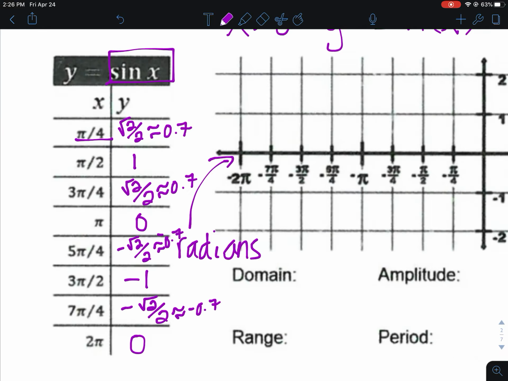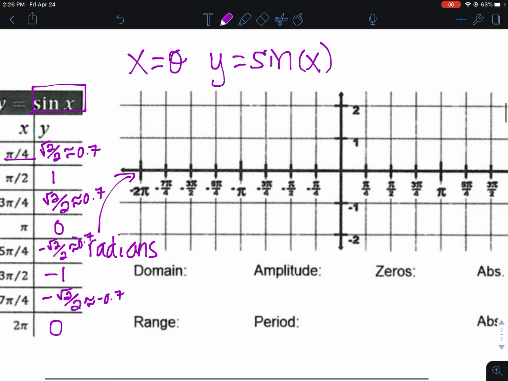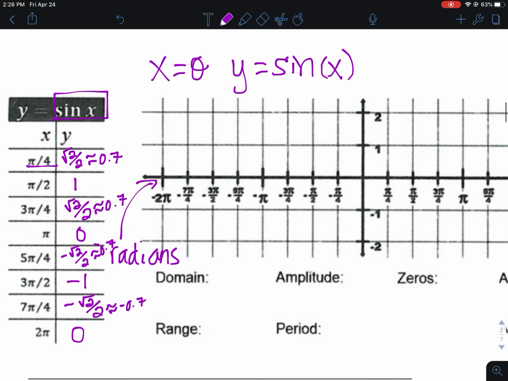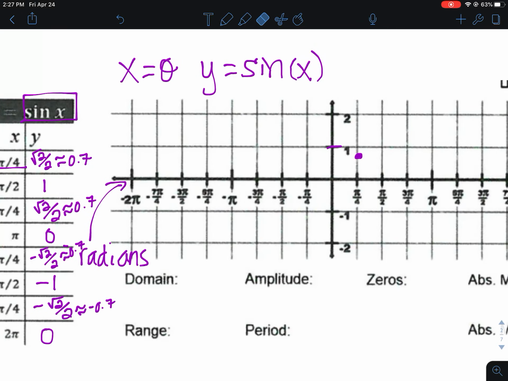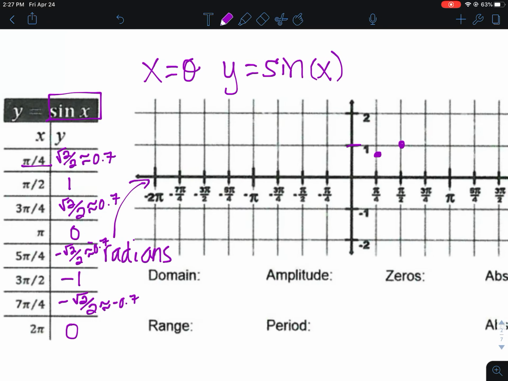So let's go ahead and graph this on our graph here. I'm starting at pi over 4 as my x value, which is right here, okay? And the y value is 0.7. So this is 1, so it's got to be a little bit higher than half, all right? At pi over 2, which is the next x value labeled on my graph, we have positive 1. At 3 pi over 4, again, we have 0.7.